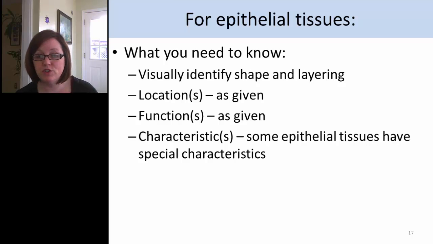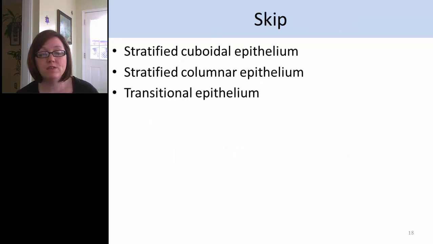Next, I'm going to show you some tissue examples. And for each of these, what you should know is the cell shape and layering, a location in the body where you'd find this tissue, a function for the tissue, and if the tissue has special characteristics, you should know those too. These are the epithelial tissues that we will not study in our class.